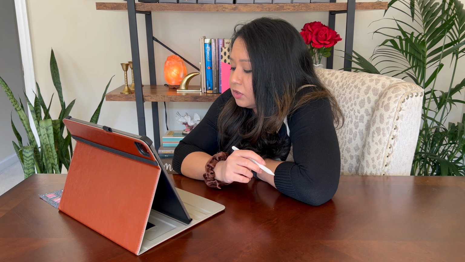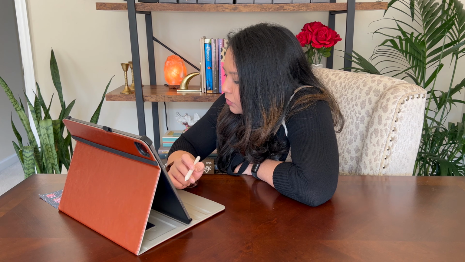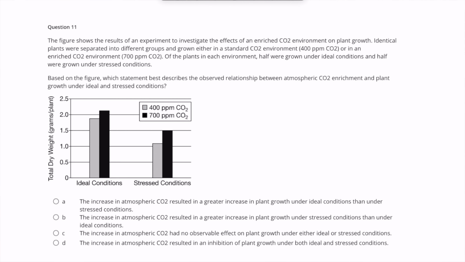But in this question, the data is already given, and we need to just figure out which one of them. They're trying to see if you can read data like this, really. So that's really what's going on with a question like this. So let's read them and we'll see which one's true. The increase in atmospheric CO2 resulted in a greater increase in plant growth under ideal conditions than under stress conditions.